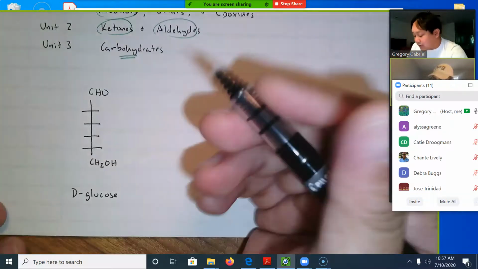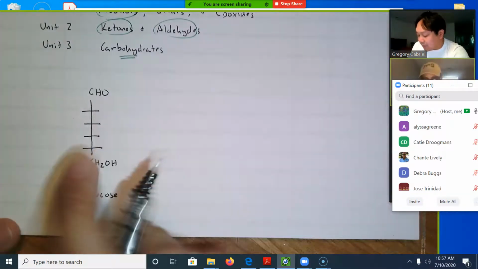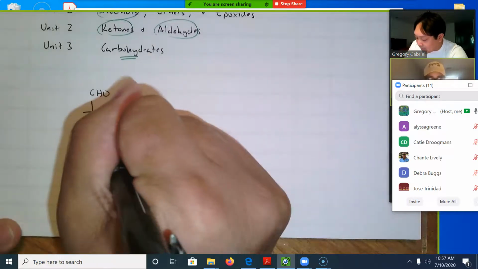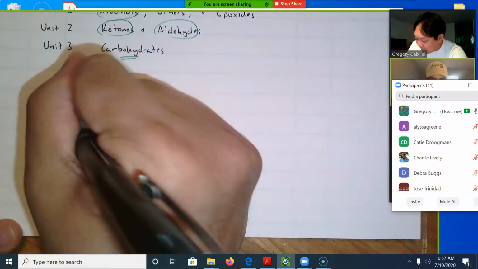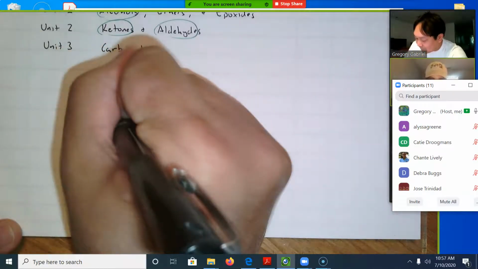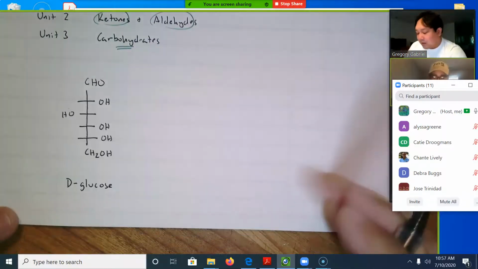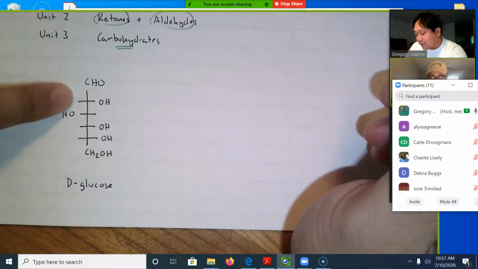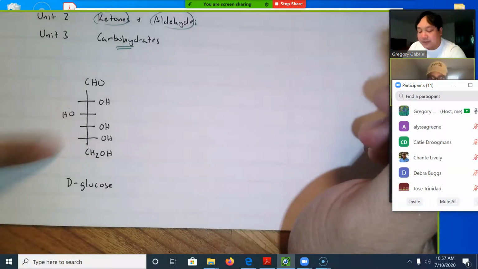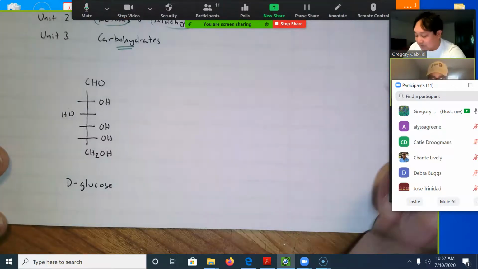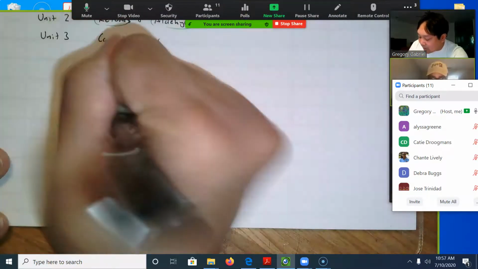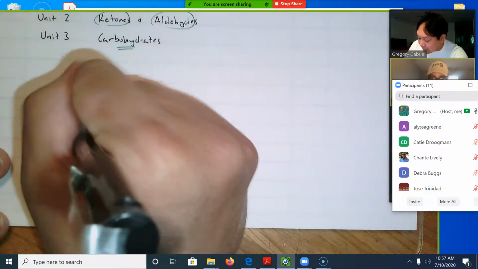We're going to fill up the OHs from the bottom up on these four horizontal lines: right, right, left, right. If you forget, these are not methyl groups on glucose. These are all hydrogens. So if you forget to put the hydrogens, it will be incorrect. On the other side of each hydroxyl group, put your H's.